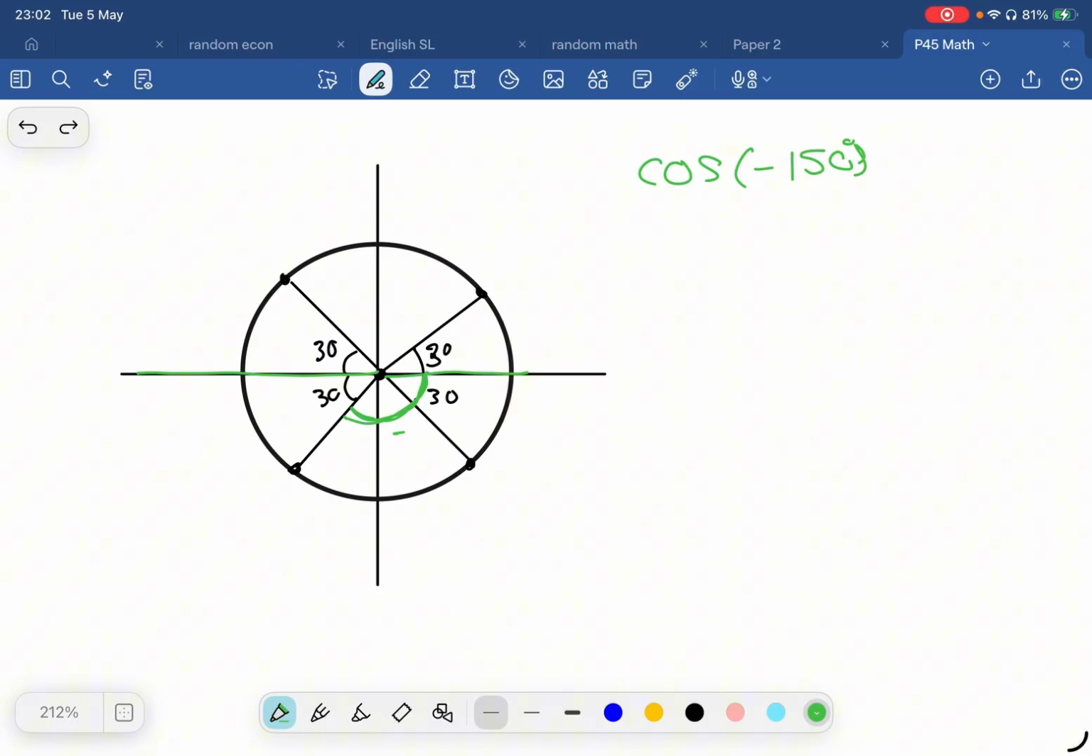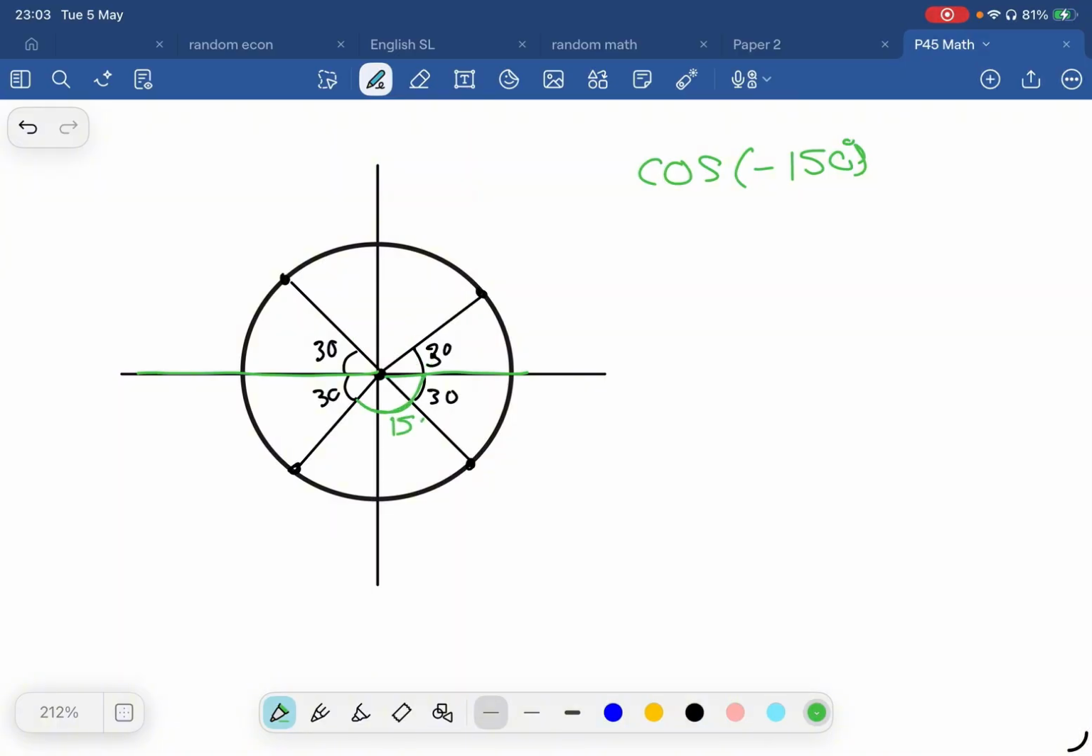Another way you can think of it is, well, this is 30. So if I do one more line here, I would get 60. One more line would lead me to 90. One more line would lead me to 120, and one more line to 150. So that's how you get to cos of 150. It's just this line here. It's the same thing as the top, but in the negative direction.